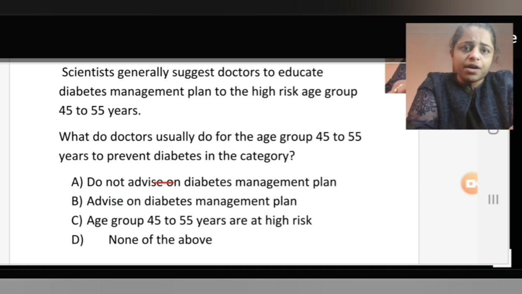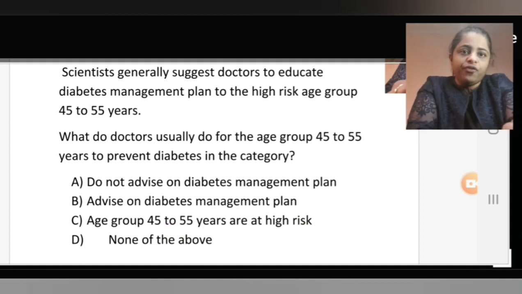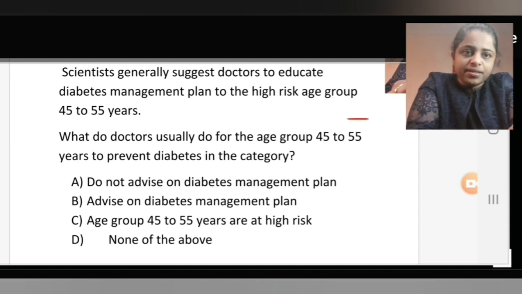The first one is donate advice on diabetes management plan. The second one is advice on diabetes management plan. Option three is age group 45 to 55 years are at high risk, and option D is none of the above. So you need to find out the answer. Let's examine this question in detail. What do doctors usually do for this age group?